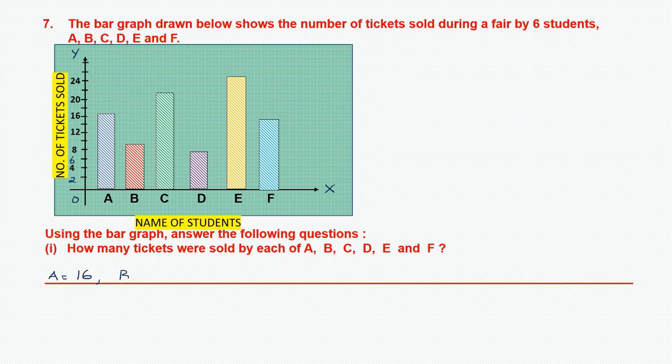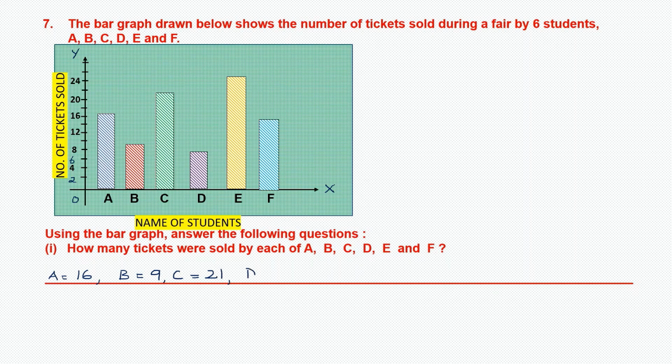Now let's go to B. Now B is between 8 and 10. Okay, 12 is there. The line in between is 10. So between 8 and 10, that means B is 9. B has sold 9 tickets. Now let's go to C. Now if you follow C carefully, you can see C is above 20 but below 22. Above 20, below 22, that means C is 21.